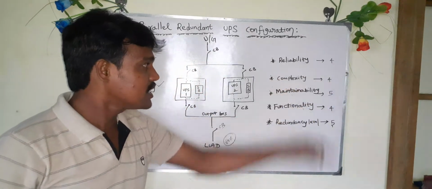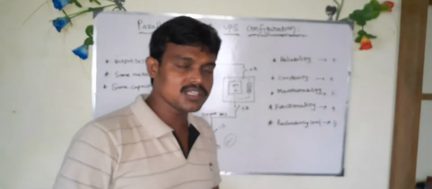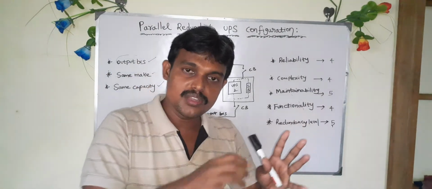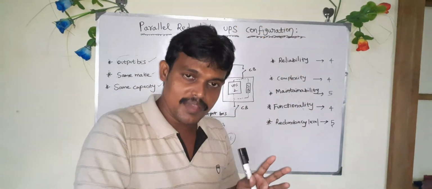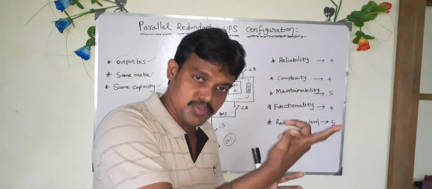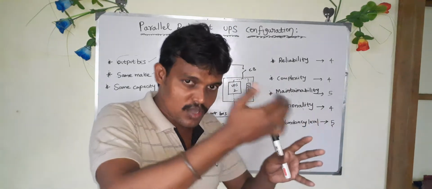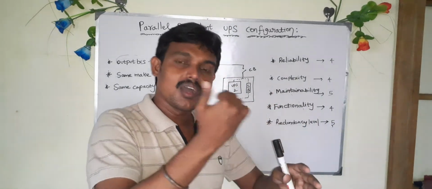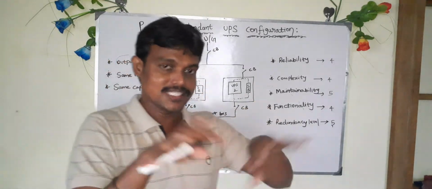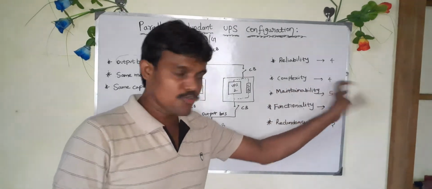For reliability. And the next one is complexity. In complexity, I gave 4. Why? Because in one UPS, different power modules are available. If any one power module fails, that UPS has to sense it, and the load on that particular power module has to automatically transfer to another power module of the same UPS. That is a complex design. So that's why I gave complexity a score of 4.